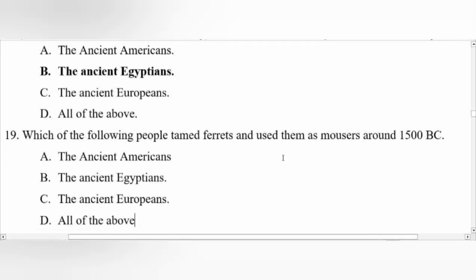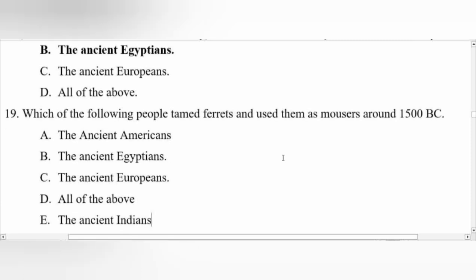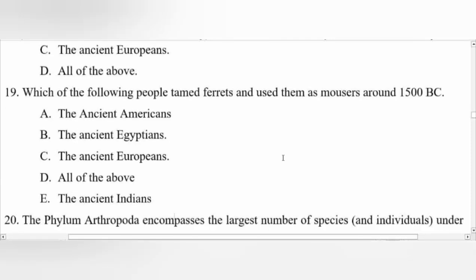Then question number 19, which of the following people tamed ferrets and used them as mouses around 1500 BC? The ancient Americans, the ancient Egyptians, the ancient Europeans, all of the above, the ancient Indians. Yes, which one is your answer? The ancient Europeans tamed ferrets and used them as mouses around 1500 BC. This is on record.